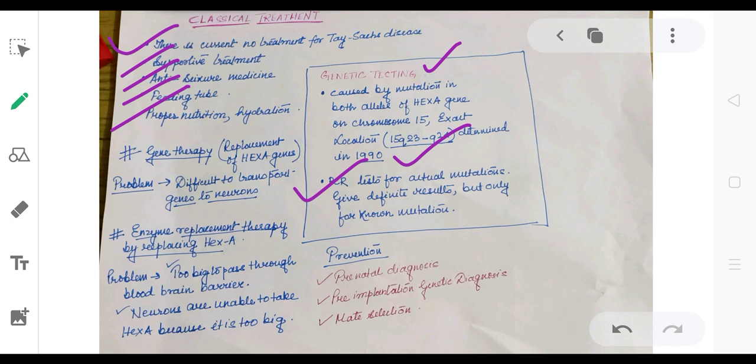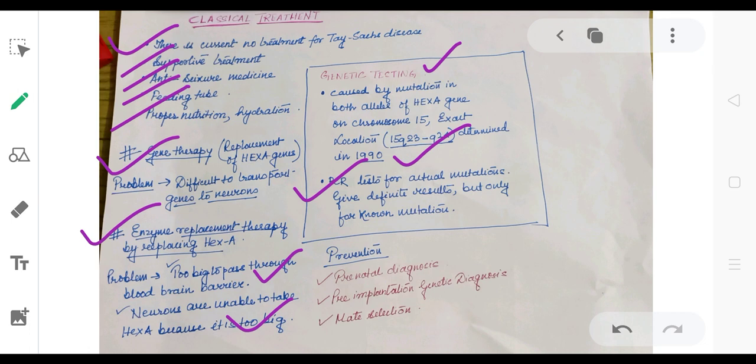If you think about the treatment, there are new strategies. One is replacement of the HEXA gene by gene therapy. But the problem is that the genes are difficult to transport and target to the neuron, right? Then there is enzyme replacement therapy by replacing the HEXA enzyme. The problem is that it is too big to pass through the blood-brain barrier. That is a very important problem. Neurons are unable to take up the HEXA because it is too big. So even if you give this therapy, it may not rectify the disease.